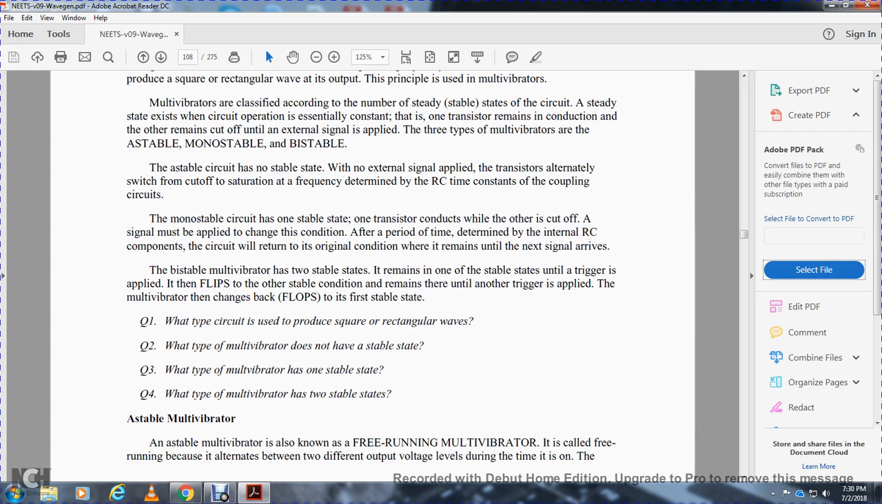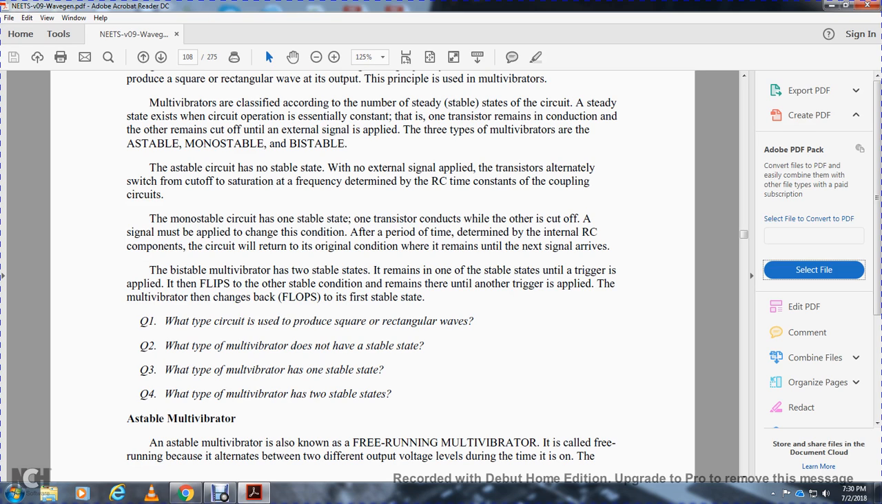The monostable circuit has one stable state, with one transistor conducting while the other is cut off. A signal must be applied to change the condition. The RC components of the circuit determine the time interval, after which the circuit returns to its original condition, where it remains until the next signal arrives. The bistable multivibrator has two stable states and remains in one stable state until a trigger is applied.